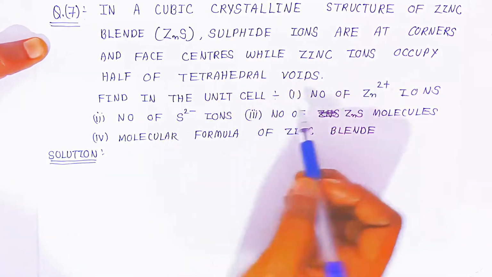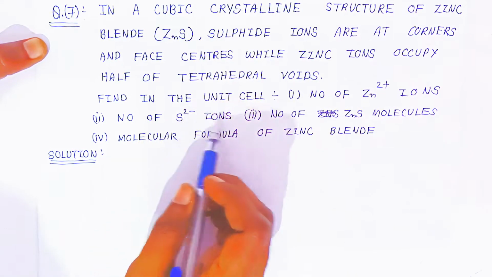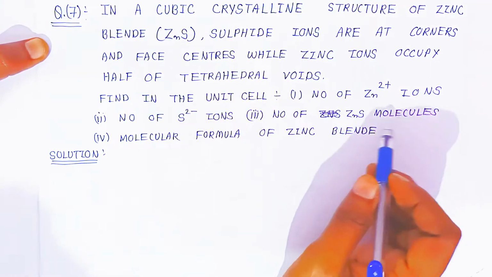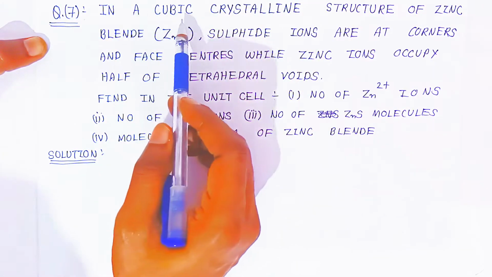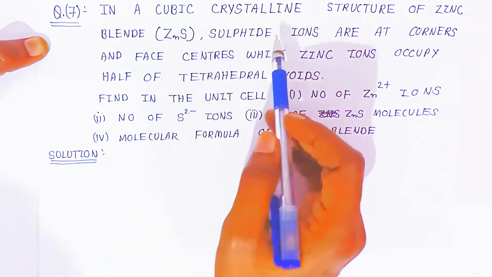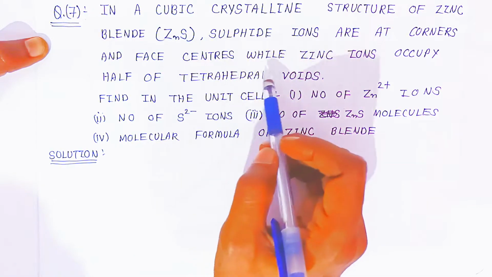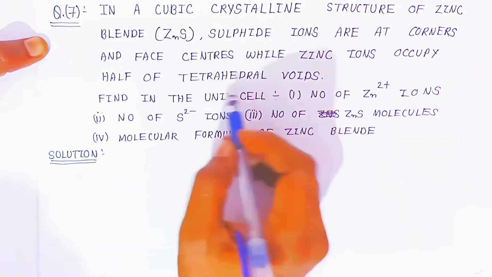Find in the unit cell the number of zinc 2 plus ions, the number of sulphide ions, and the number of zinc sulphide molecules, and you have to write the molecular formula of zinc blende. So in a cubic crystalline structure of zinc blende, sulphide ions are at the corners and face centers, while zinc ions occupy half of the tetrahedral voids.